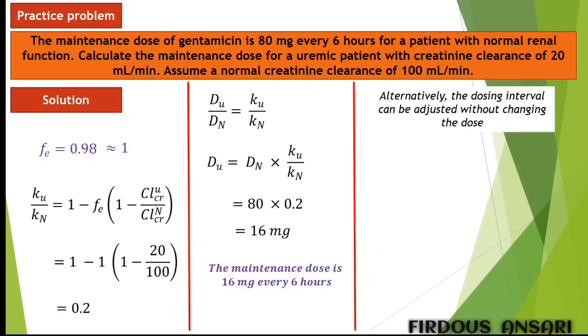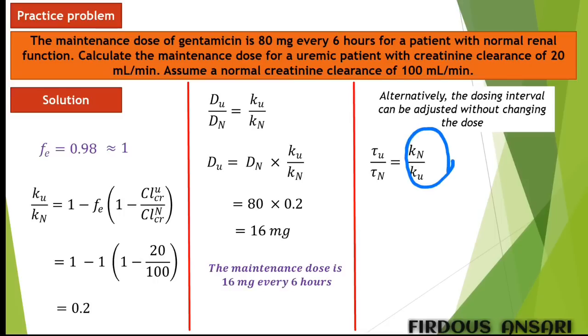Next, alternatively, the dosing interval can be adjusted without changing the dose. Okay, so we are keeping the dose the same. We are using a normal dose. The normal dose is 80 mg and the normal dosage interval is 6 hours. But we can increase the dosage interval by using the formula tau u by tau n equals Kn divided by Ku. So you can see over here, do not get confused.